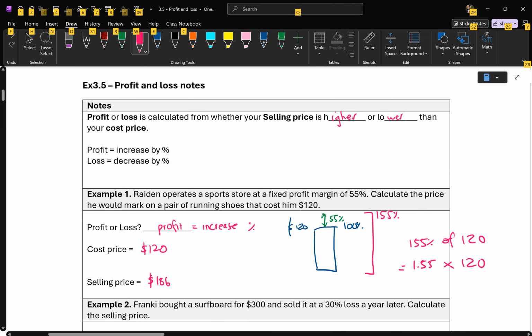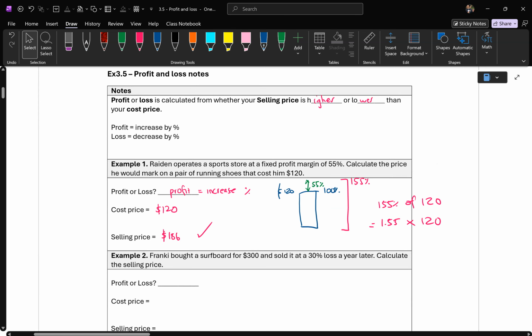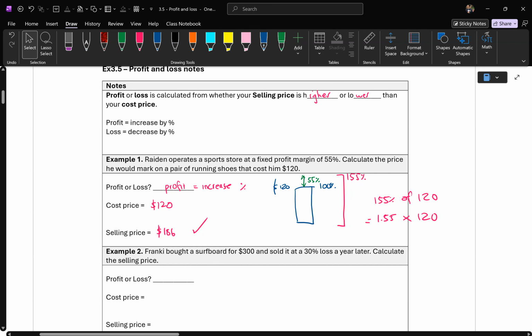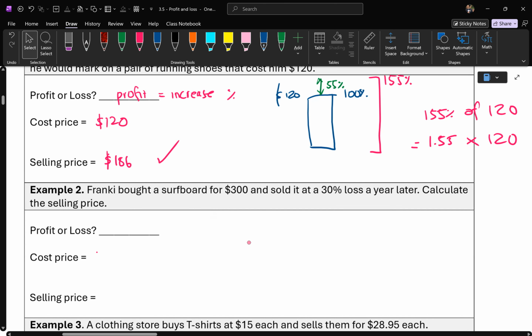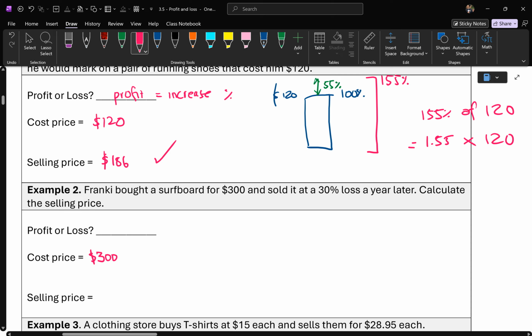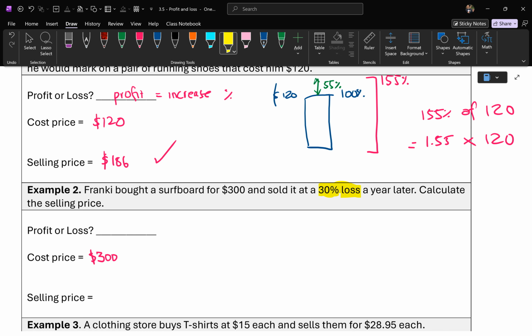All right. So this is the skill that we're working on, exercise 3.5. You're just simply working out what's the selling price, what's the cost price, and you're working between profit and loss. So next one. Frankie bought a surfboard for $300, and they sold it at 30% loss. Okay, 30% loss. So let's draw the picture. Bought it for $300. That's 100% price. But they ended up selling at a loss by 30%.